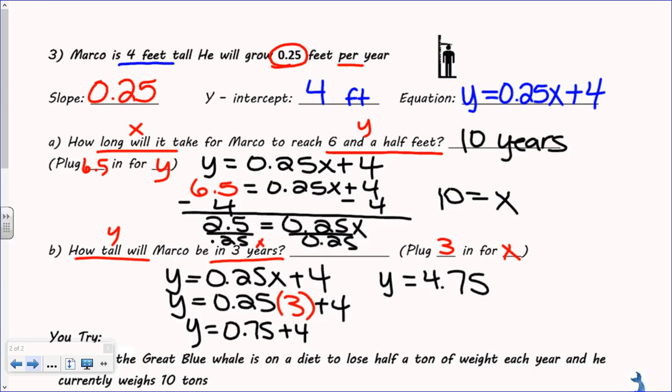So what does that mean? Our units for y are feet. So that means, and I don't have space to put it in here, but he will be 4.75 feet tall.